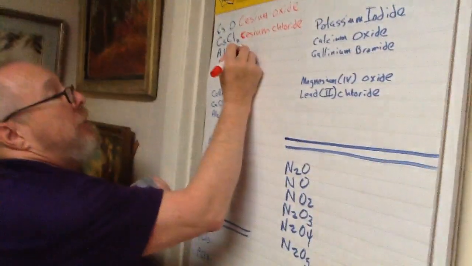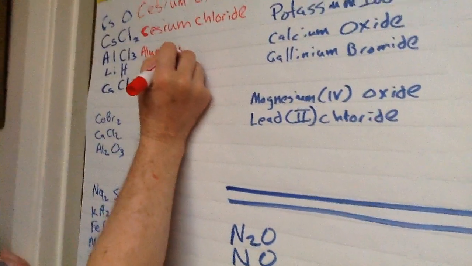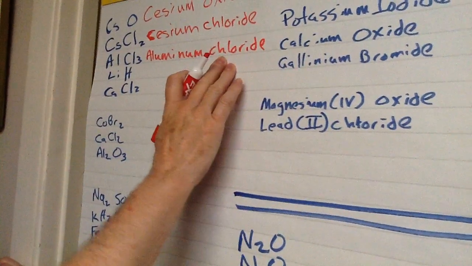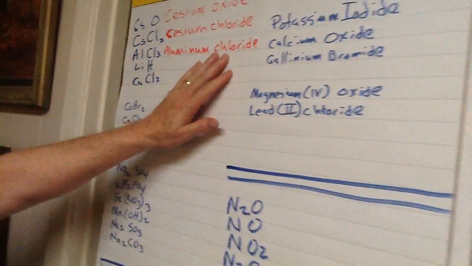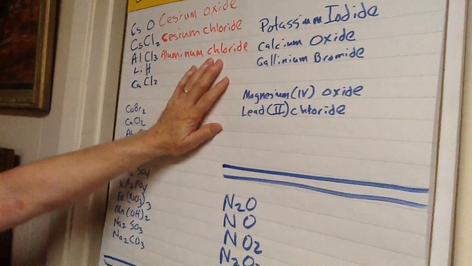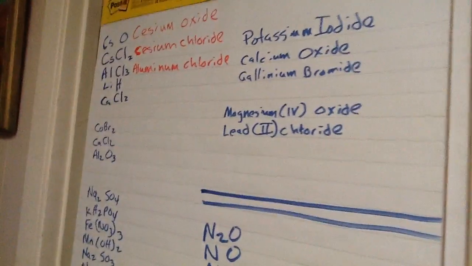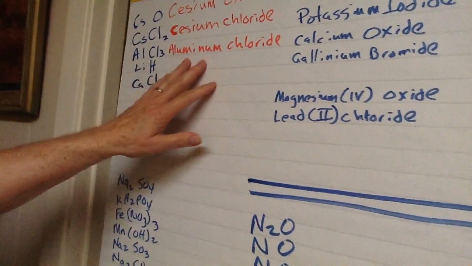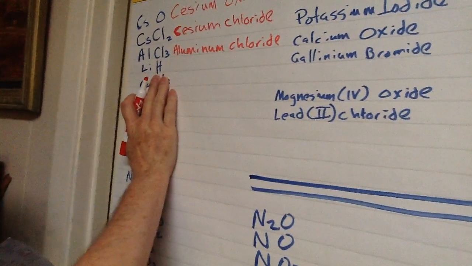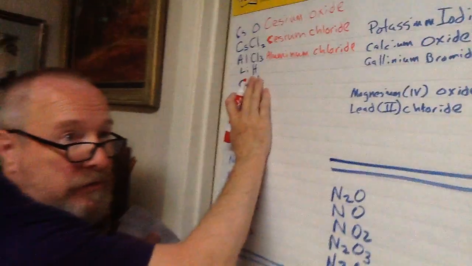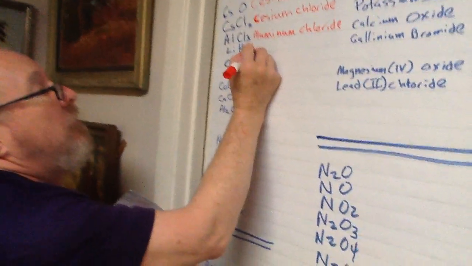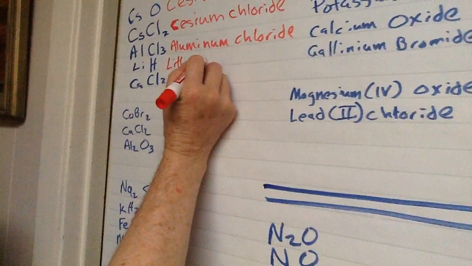This is aluminum chloride. Chlorine is my anion. I drop the ine and add ide. Okay? So it becomes aluminum chloride. The same way when we mix sodium and chlorine together, we get sodium chloride. This one, in this case, hydrogen is present in a form as the negative anion. And so this is lithium hydride.